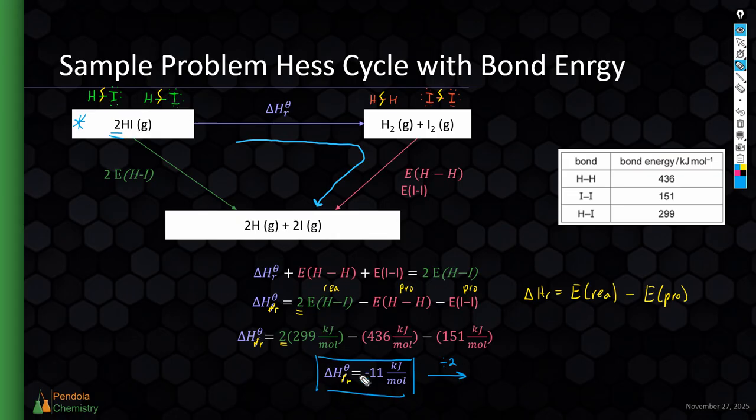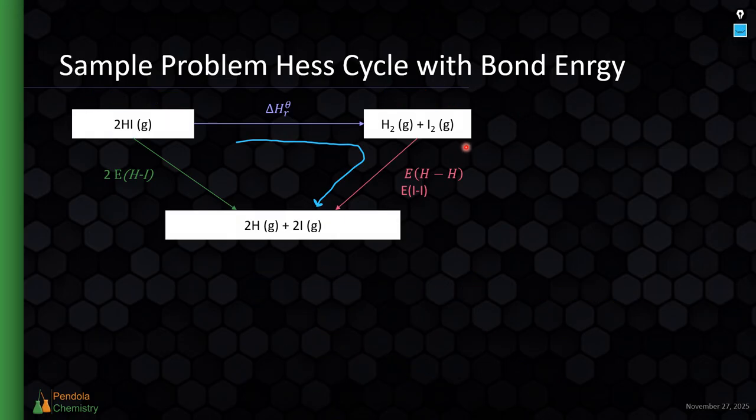Meaning the answer to the question, not delta H of this reaction, but the answer to the question, is 5.5 kilojoules, negative 5.5 kilojoules per mole. Or negative 11 divided by 2. And again, that comes all to the wording in the question. This is just a reminder. Be very careful with the wording in these questions.